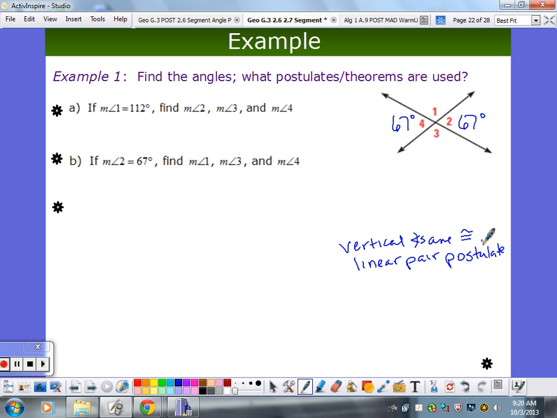The linear pair postulate says they're supplementary, so, how did I figure it out? 1 over 13, right? And then I can either use that same postulate again, or I can go to vertical angles, right? Do the last one yourself. Tell me what you get.